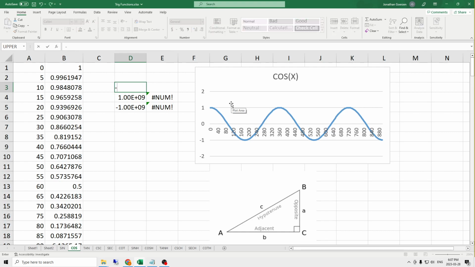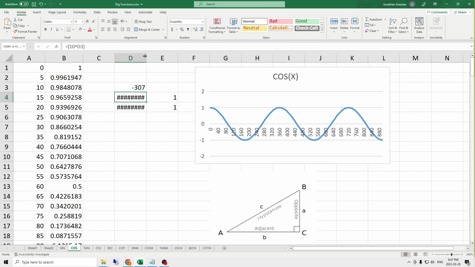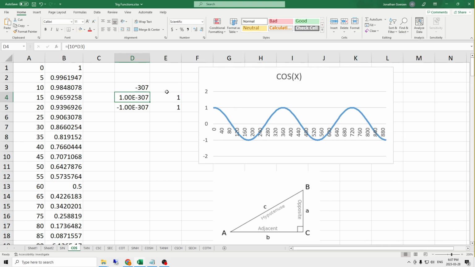For very small numbers, the cosine function just approaches 1, and so even if we can't see the input number, there we go, this function is going to approach 1 from both sides. At 10 to the power of -308, it's basically just 0. Yeah, that gives you 1.